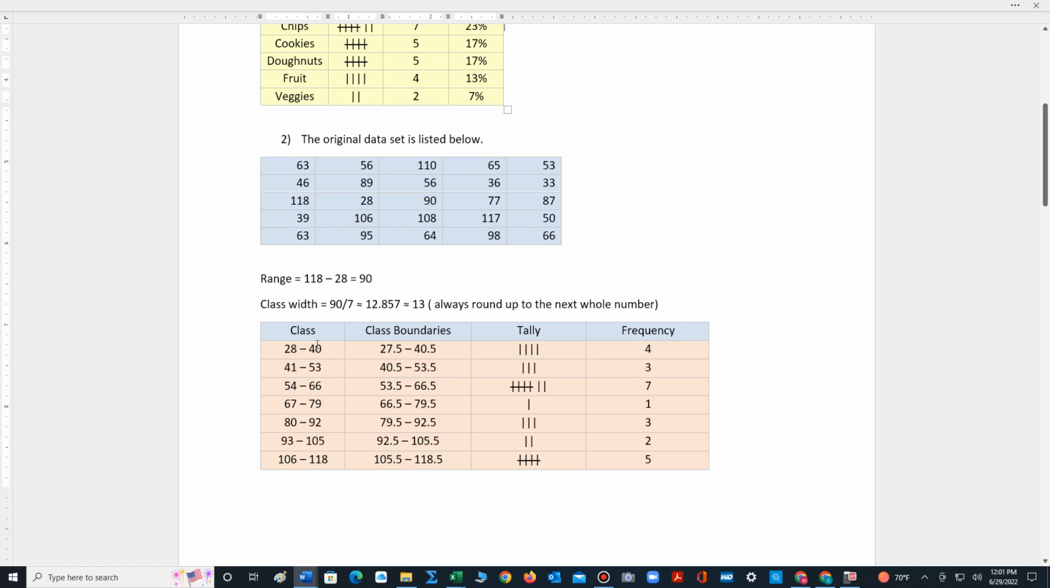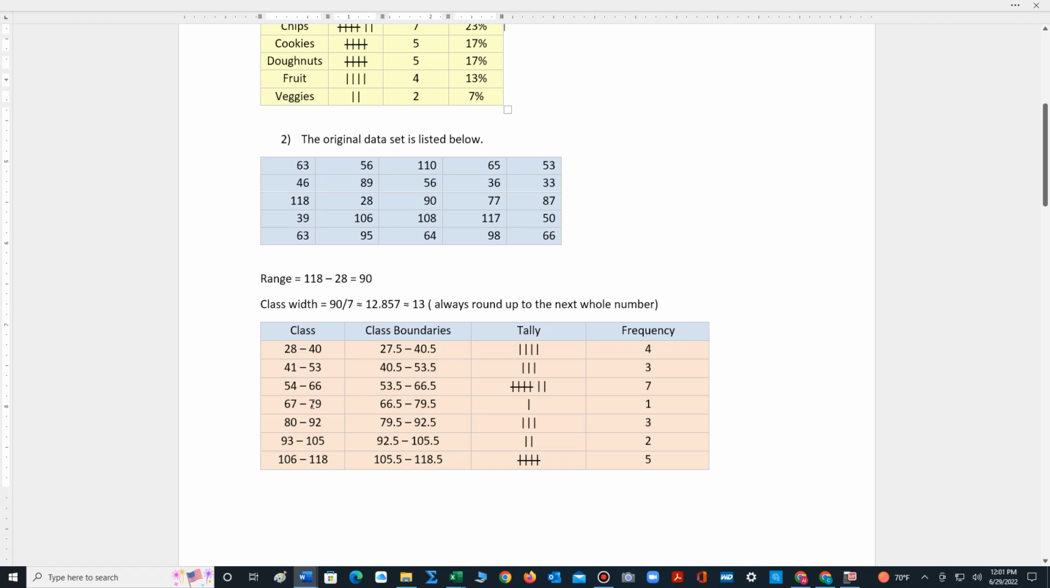So these are called the lower limits. To get the first upper limit, we subtract 1 from 41 to get 40. Add 13, 53. Add 13, 66. Add 13, 79, and then just keep repeating that pattern to get all the other upper limits.